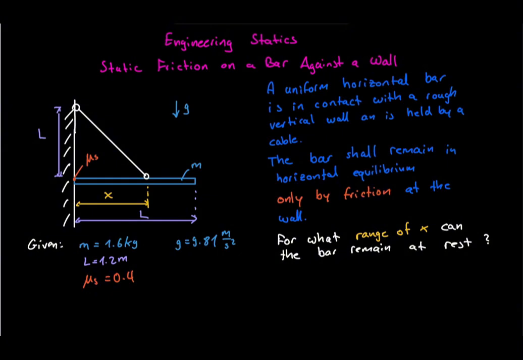But this time, friction is supporting an entire rigid body rather than a block on an inclined surface. A uniform horizontal bar rests against a rough vertical wall. A cable connects the bar to a point on the wall above it.